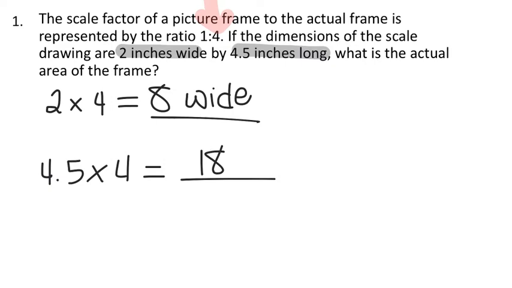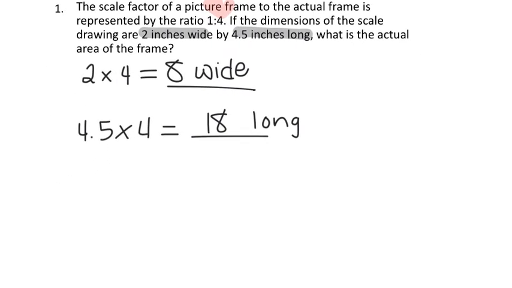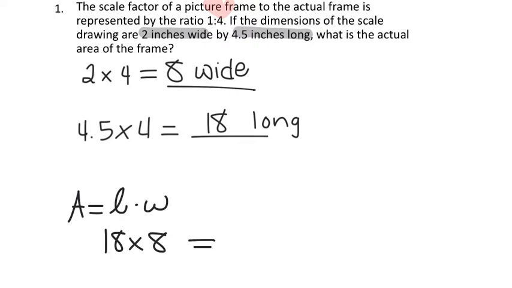Okay, so there are your two new measurements. Now this question wants to know the actual area. Well, the area formula is just length times width. So we will multiply 18 times 8 to get our final answer of 144 square inches.